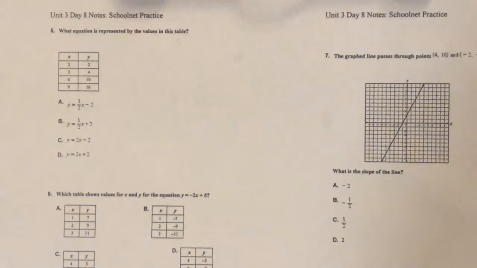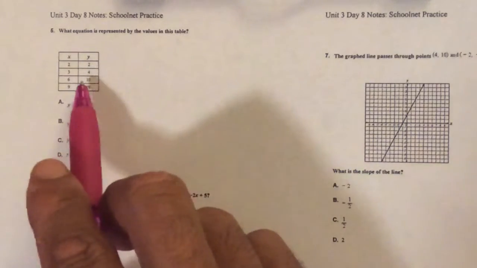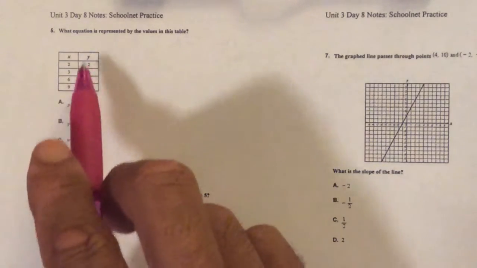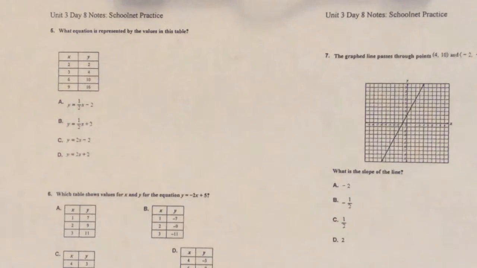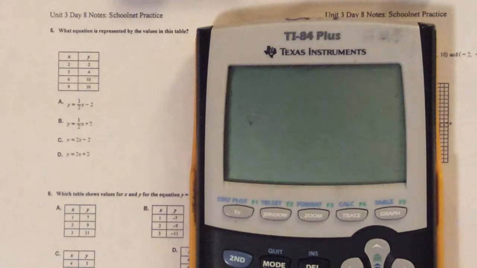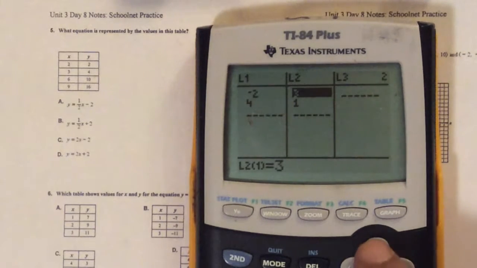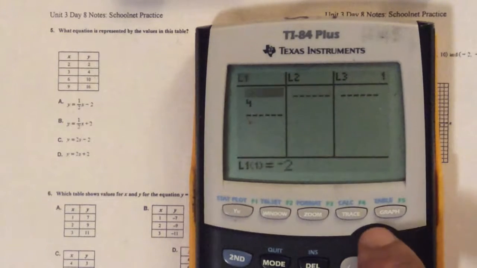Okay. Which equation is represented by the values in the tables? Now, obviously, if you don't have a calculator and this is in the inactive part, you're going to have to find the slope by doing the right side over the left side, and then using that slope to find your b. But for this problem, we're going to go ahead and practice using our calculator, the stat edit. So everyone get your graphing calculator.